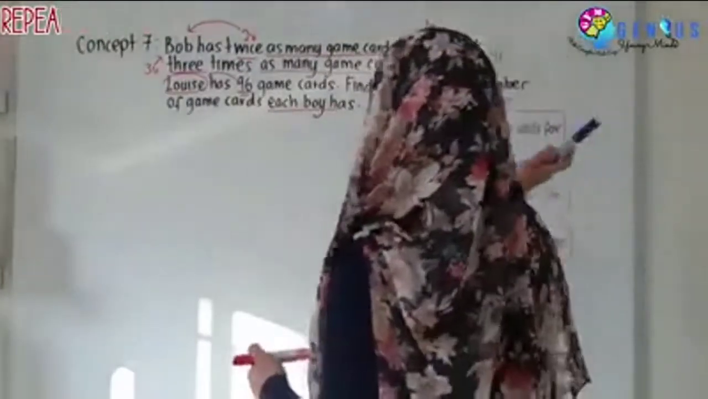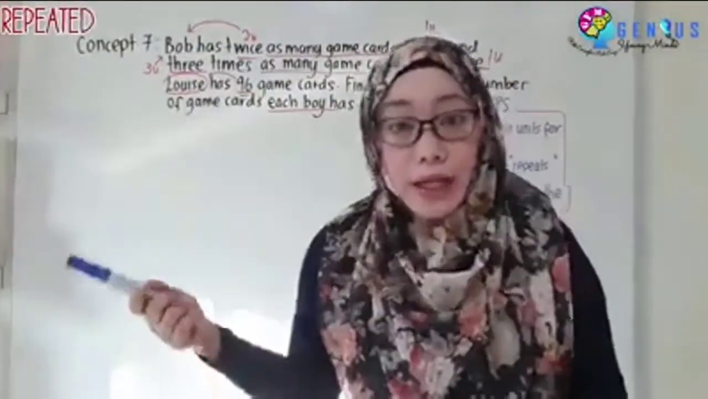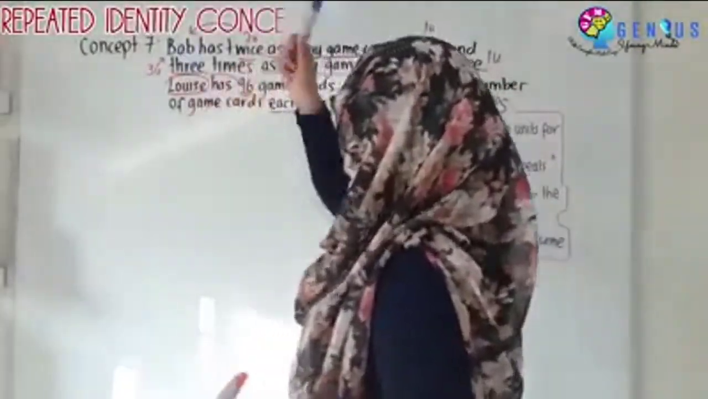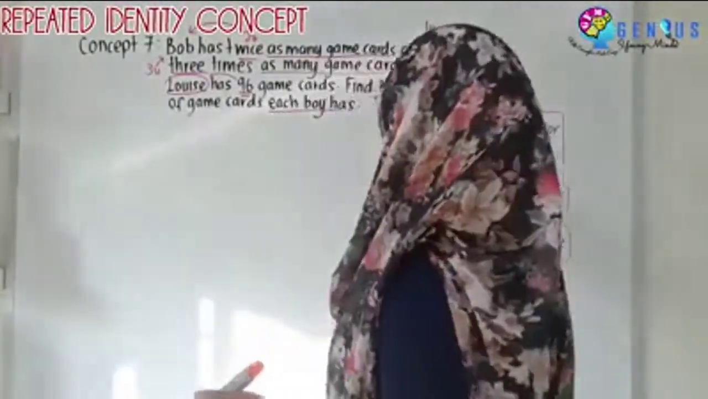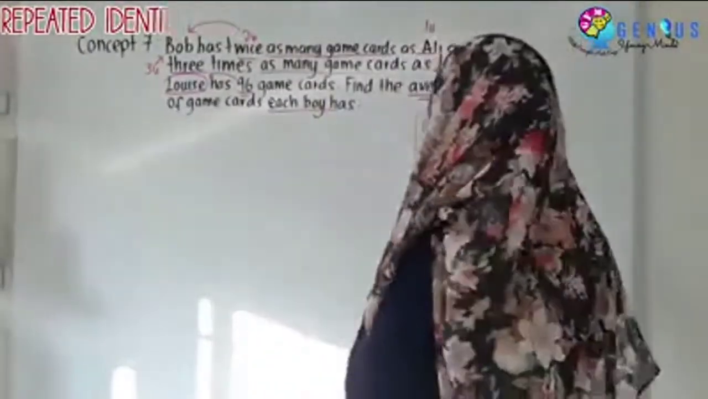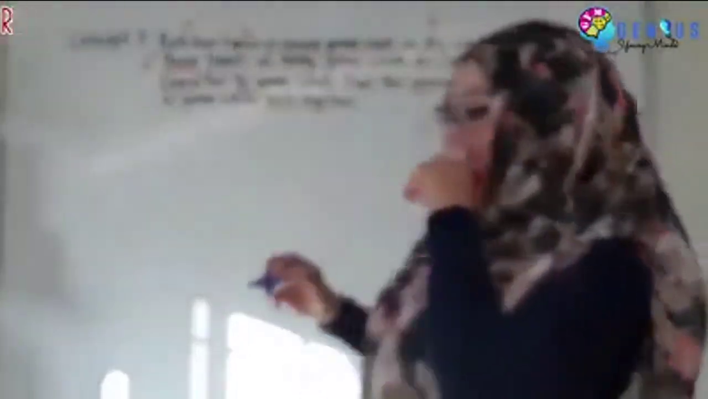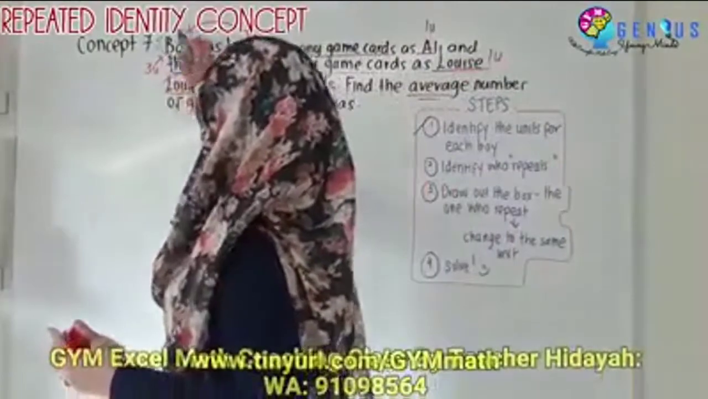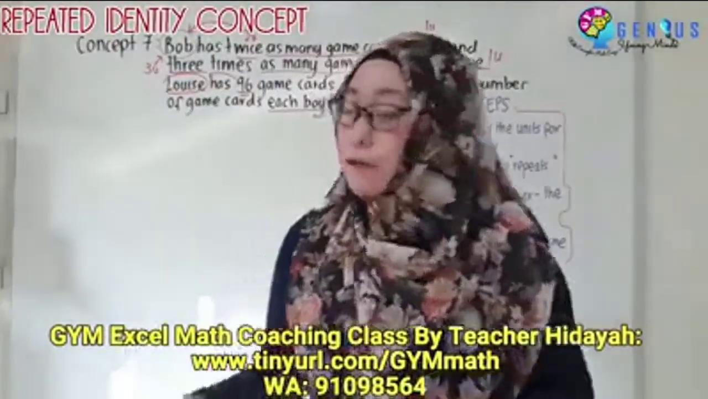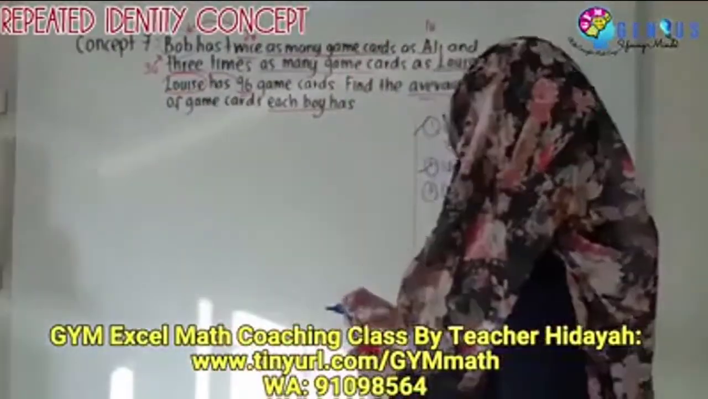So number 1, identify the units for each boy. Did we have that already? Yes, we did. We have Bob 2 units and then Ali 1 unit. And then Bob again 3 units and then Louis 1 unit. Number 2, identify who repeats. Did we identify who repeated in the story? We have. It is Bob. Bob repeated himself. So draw out the box.